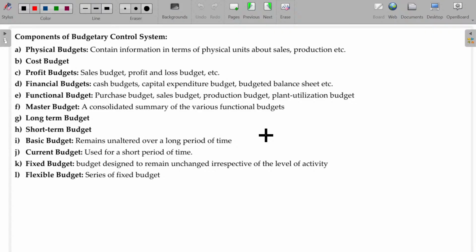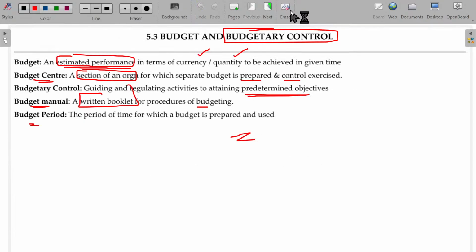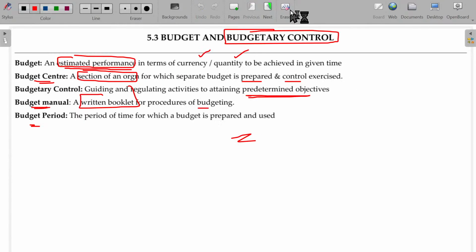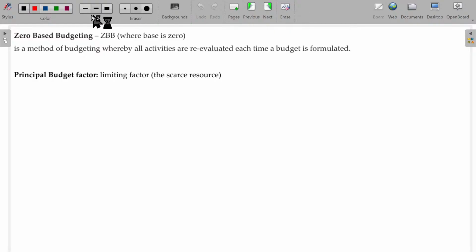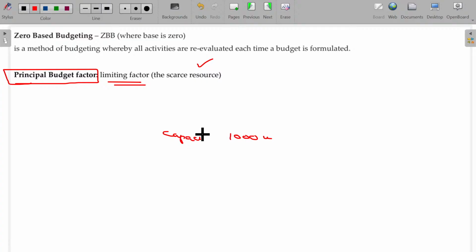Now in budget, okay, you have to understand the principal budget factor. This principal budget factor is similar to the limiting factor, that is, the scarce resource you studied in marginal costing. Okay, so you have your capacity to produce 1000 units. This is the capacity of your production. And market demand being 800 units. Come on, tell me.